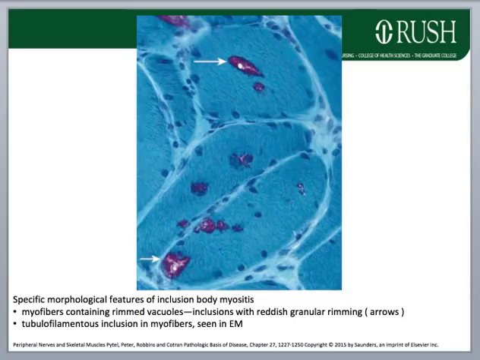The cytoplasmic inclusions contain proteins that are typically associated with neurodegenerative diseases, such as Alzheimer's disease, and include the proteins beta-amyloid, TDP-43, and ubiquitin. Finally, with chronic disease, nonspecific endomysial fibrosis and fatty replacement can be seen in other chronic myopathies.